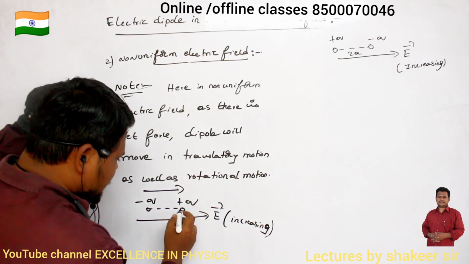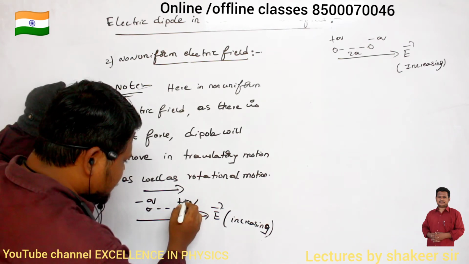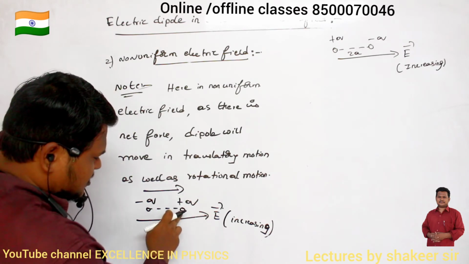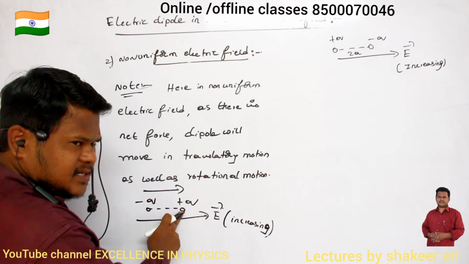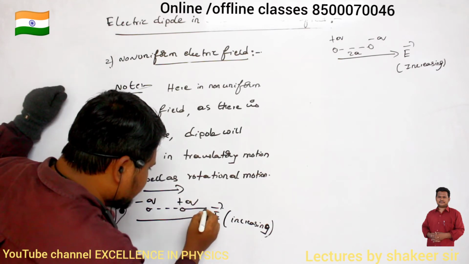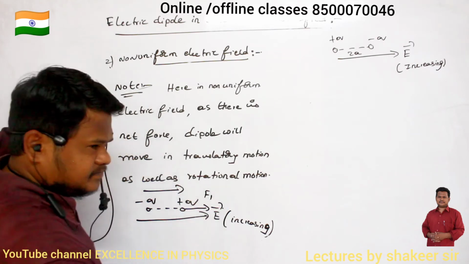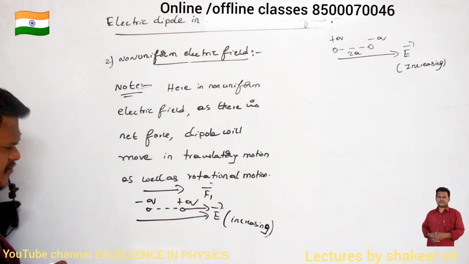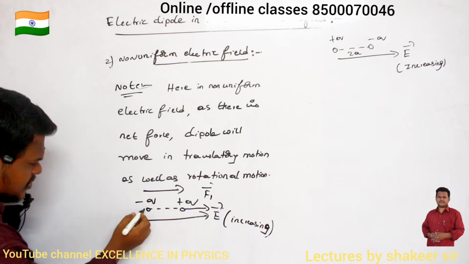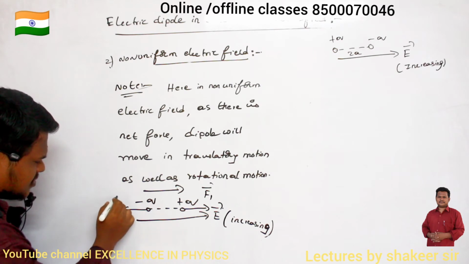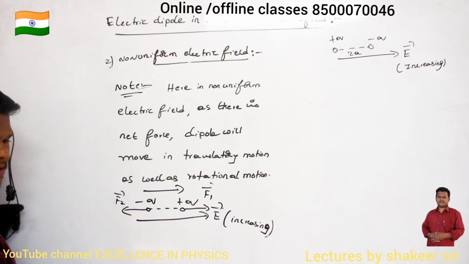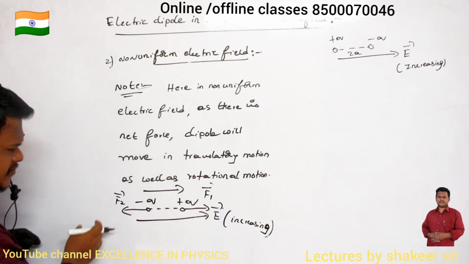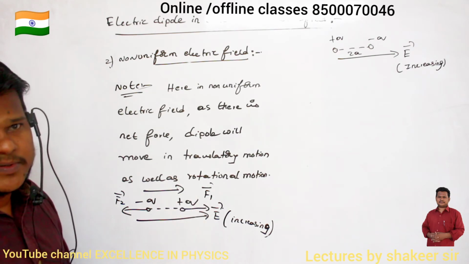Clear? So here the force experienced by the positive charge will be in which direction? In the direction of electric field, no? So let it be F1 dash. Similarly, the negative charge will experience force in this direction. Let it be F2 dash. Now can you say whether the magnitude of F1 dash is greater or the magnitude of F2 dash is greater? Which one is greater?